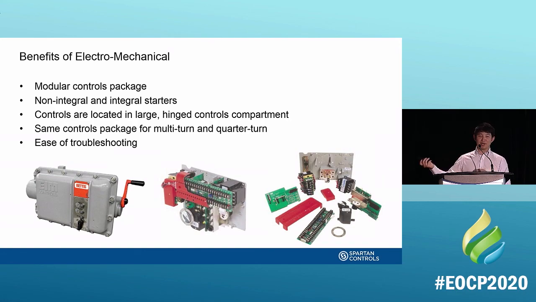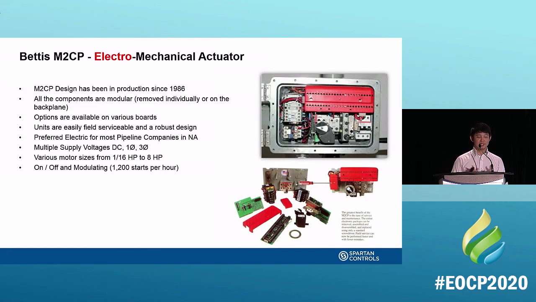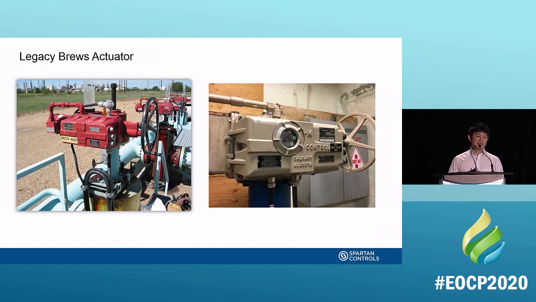You can go there with a multimeter and figure out what's wrong with these. Here's just our M2CP. You can see the modular design there. Pretty simple. You can use it with all different types of current supplies. A lot of these ones were installed 40 odd years ago, and you've probably seen some in industry.